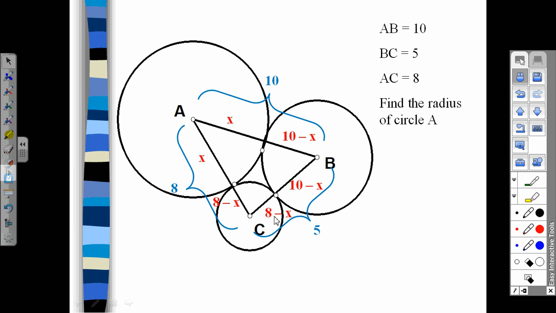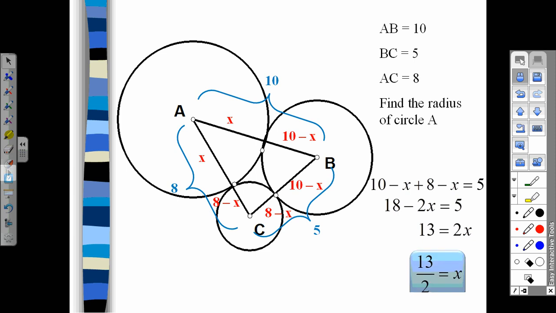Because this way, now I have 10 minus x for the radius of B and 8 minus x for the radius of C. And I know that these two radii added together are going to equal 5. And so I can just come up with that equation. 10 minus x plus 8 minus x is equal to 5. And now I just solve for x. So if I combine like terms, subtract the 18 and the 5 and move the 2x to the other side, and divide by 2, I get x is 13/2.